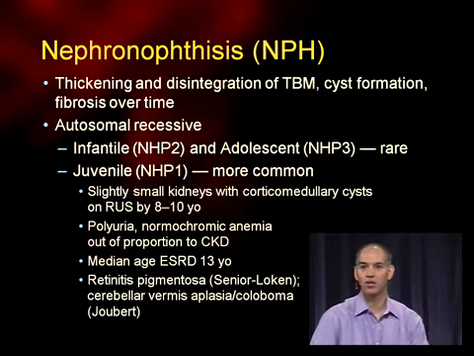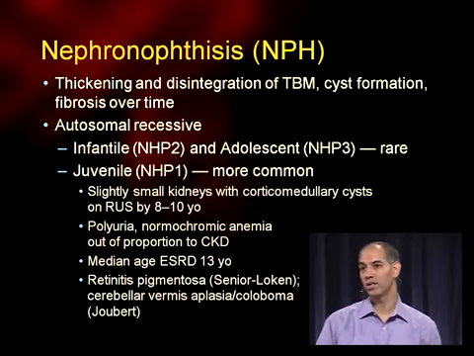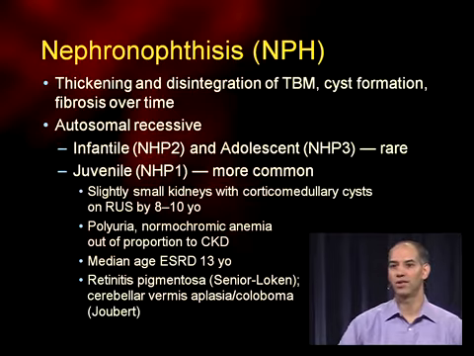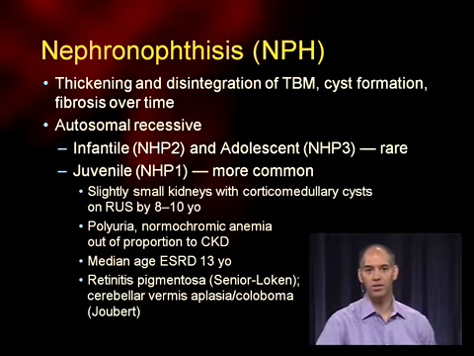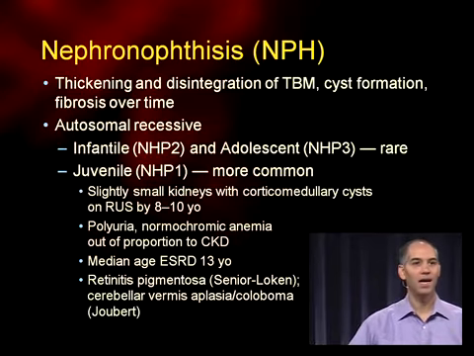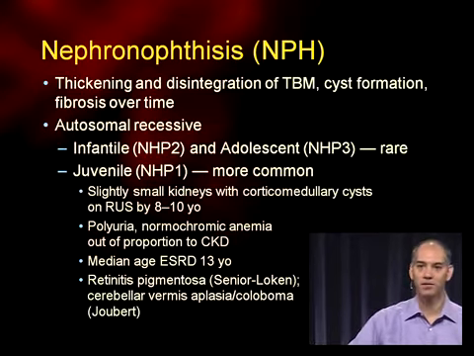The things that are clues to this on board exams, and again also in clinical practice, I'm trying not only to do a board review but also an intensive review of clinical practice. They have a lot of polyuria, so they lose the ability to concentrate their urine, so they pee a lot, and that's a common finding in nephronophthisis.